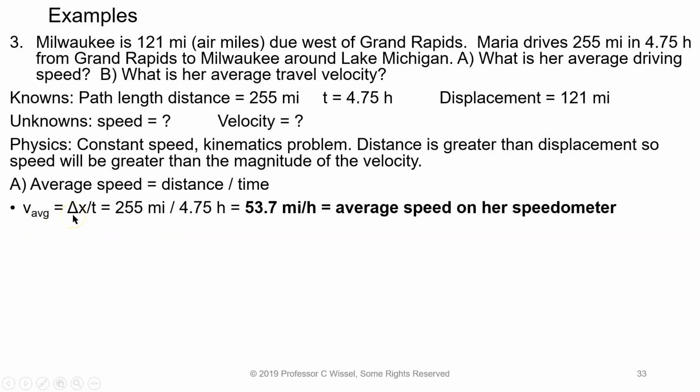Of course, you rewrite that in formula form as V average equals delta x over t, or you might just see x over t: 255 miles divided by 4.75 hours. This is 53.7 miles per hour. This is the average speed on her speedometer.